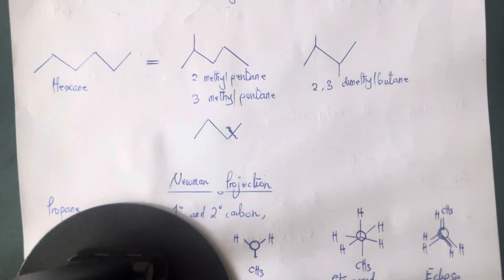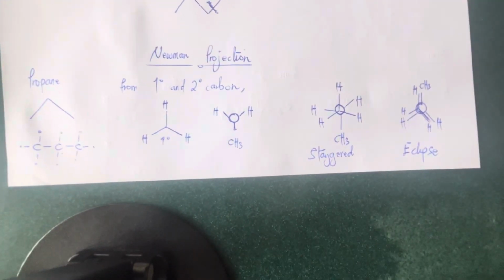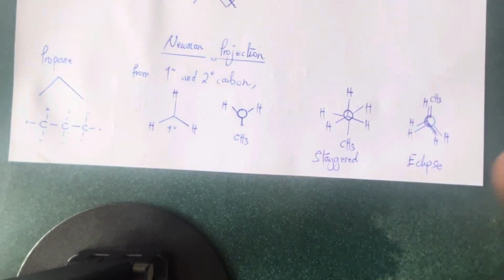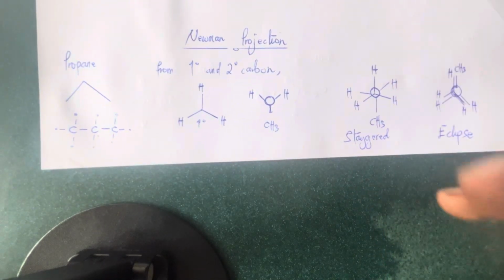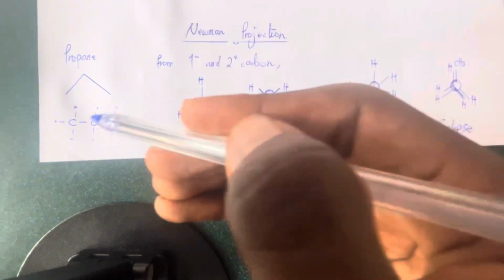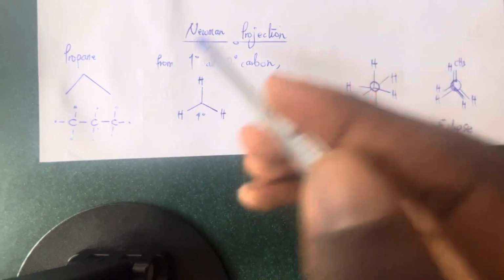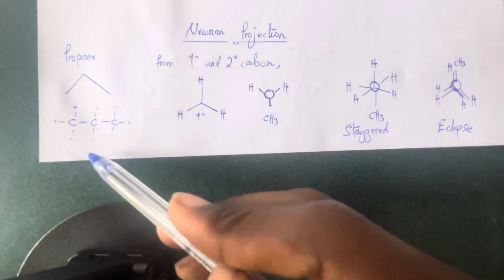Okay, so now let's get to this part. You see, we are having propane. This is the structure for propane. You can also write it in the normal condensed form or open structure. This is the formula for butane. So any dot that you see is just hydrogen.